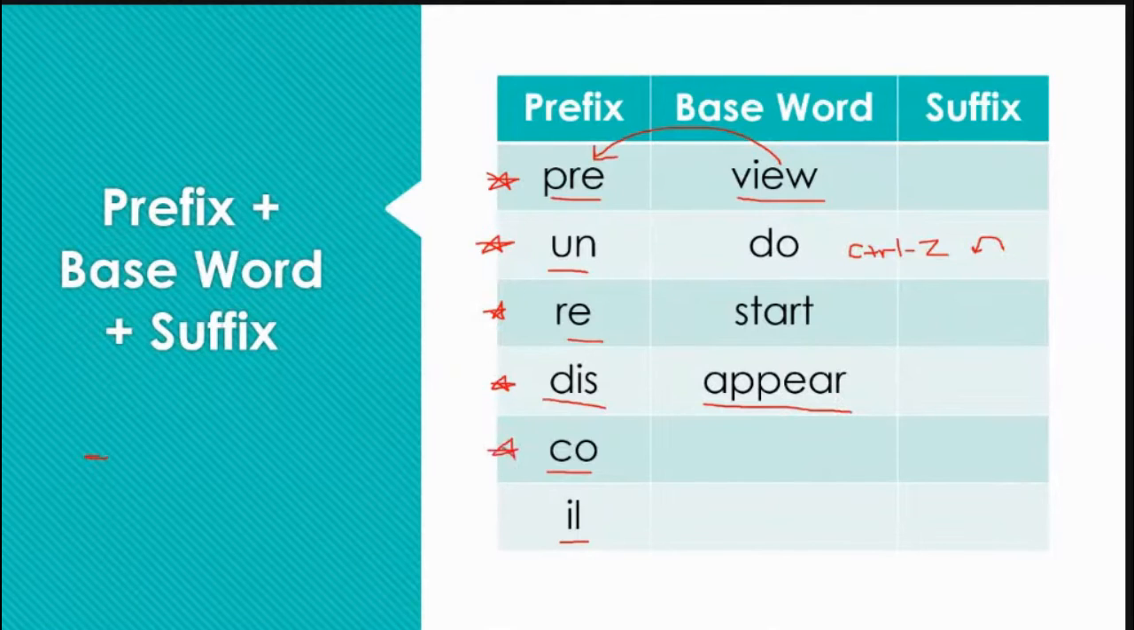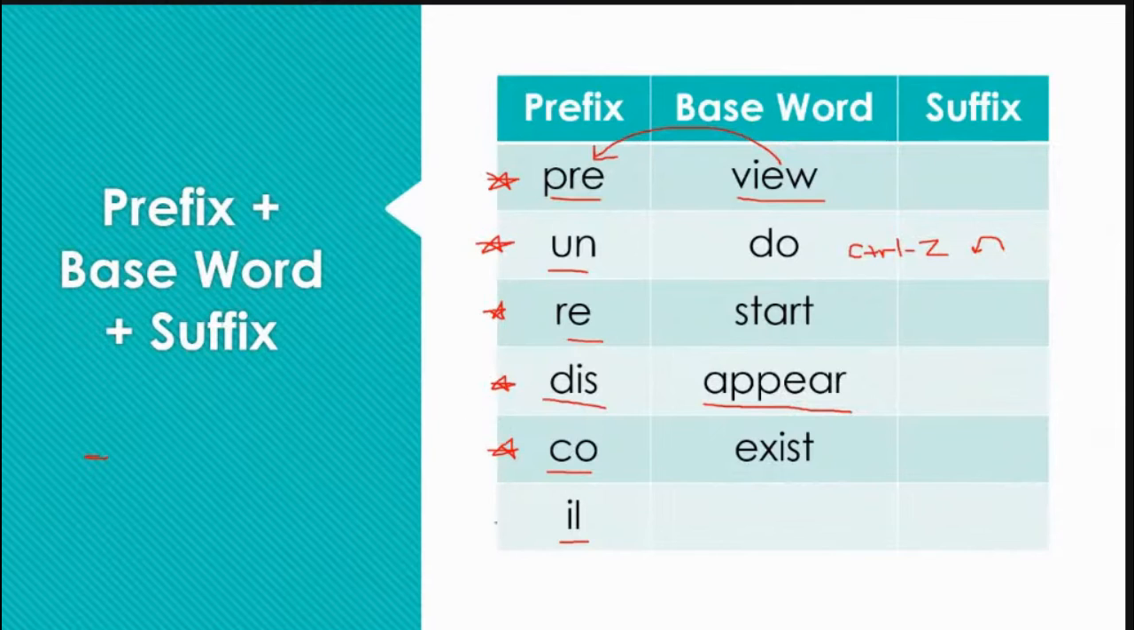Next, let's look at our prefix co, which means with or together. Coexist. Coexist means to exist or live together. For example, many people coexist, which means exist together in a good way, in a happy way, in my neighborhood, right? Many people coexist, live together.